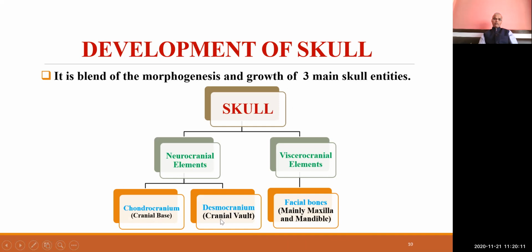And the cranial part develops from the intramembranous, so it is called desmocranium. So the cranial base develops from the endochondral method of bone formation, so called chondrocranium, and the cranial wall develops from the intramembranous, called desmocranium. And the visceral elements have facial bones, mainly maxilla and mandible. So development of the skull is a blend of morphogenesis and growth of three main skull entities: cranial base, cranial walls, and facial bone.